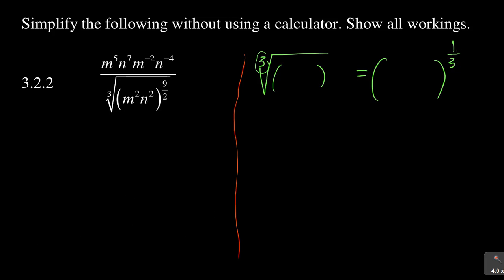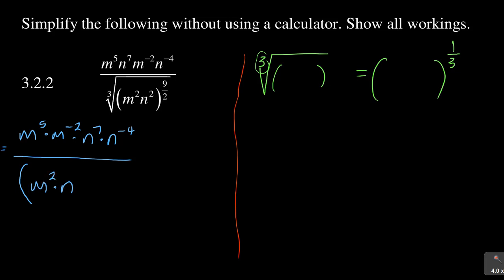Meaning, when we are writing here, I'm going to collect first the like things on the numerator, or the top, which is m to the power 5 times m to the power negative 2, meaning I'm multiplying, times n to the power 7 times n to the power negative 4. You can see I'm just rearranging all over, and then that particular cube root, as I said, you put a bracket, but we still have inside m squared n squared, and it is multiplied by 9 over 2.